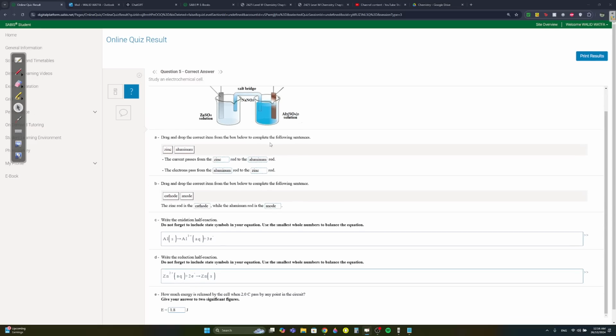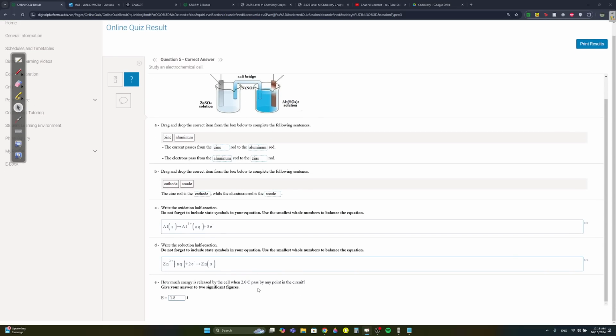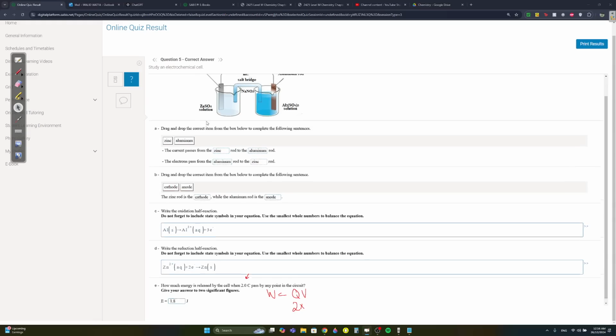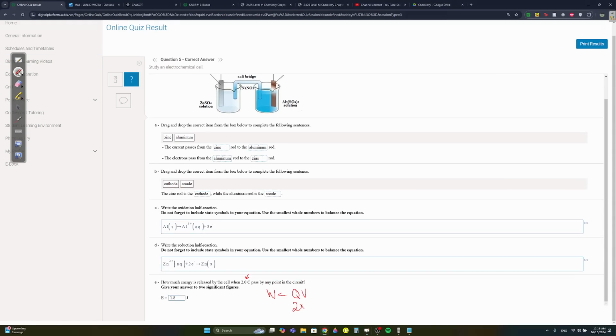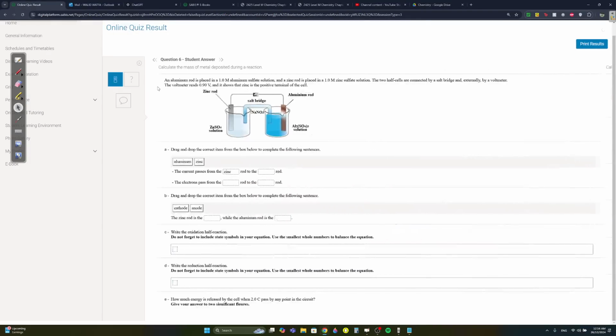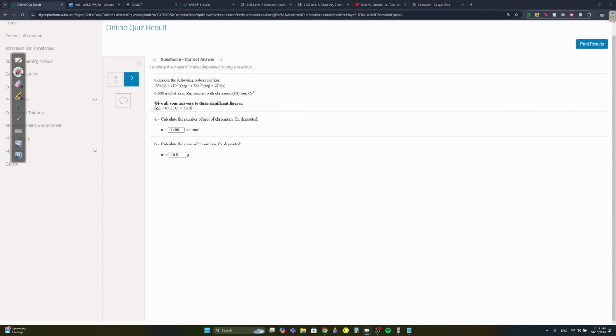Part E, how much energy is released by the cell when 2 coulombs pass by? Okay, they don't ask this. Please, you don't need to know this. But in case they do ask it, from physics, W is equal to QV. They gave you the charges too. And the volts is 0.9. You get 1.8. You're not required to know this for chemistry. However, it may come, so I gave you the formula just in case. Okay.